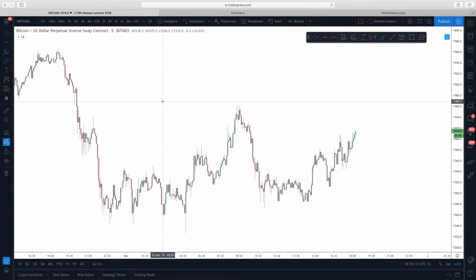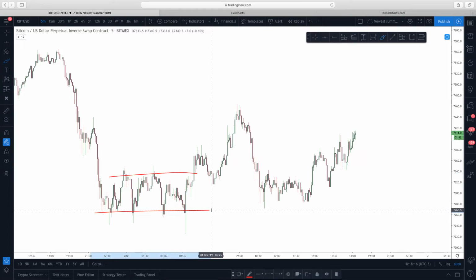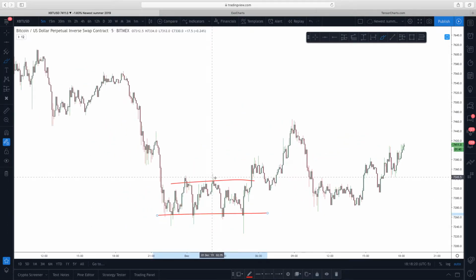If we see that, for example, we're looking at a range more usefully. So if we're looking at this range down here, and we're wondering if we should fade the top of this range, meaning be sellers at the top, okay?